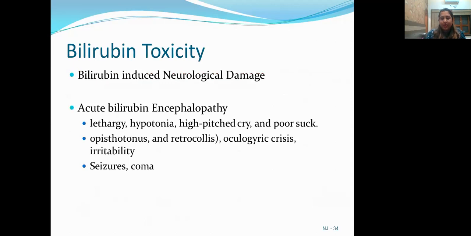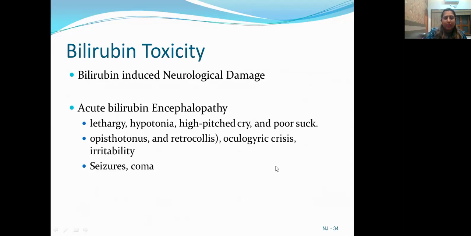Now coming to bilirubin toxicity. We are mainly concerned about the neurological damage that bilirubin can cause. Basically, unconjugated bilirubin can cross the blood-brain barrier. And in cases of acidosis, increased PaCO2 or hypercarbia, or when there is a sick baby or sepsis, the blood-brain barrier becomes even more prone to the crossing of this unconjugated bilirubin. It becomes even easier for the bilirubin to cross the blood-brain barrier.